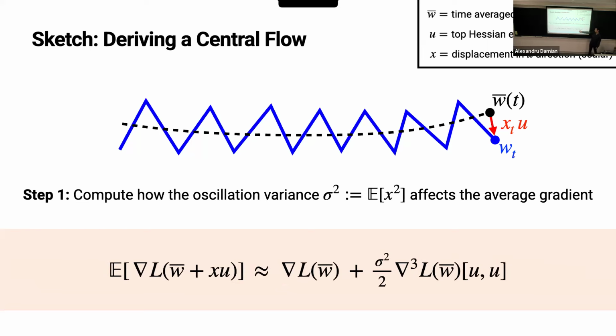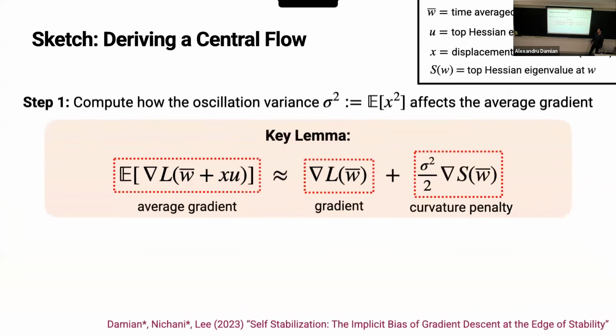And now this looks a little scary. It's like a third derivative of the loss, so this is a 3-tensor, and I'm applying it to the top eigenvector of the Hessian. But if you're familiar with this formula, this is just the formula for the derivative of an eigenvalue. So as long as the eigenvalue has multiplicity 1, it's differentiable. And this is exactly the formula for its derivative. So I can simplify this further. And the key lemma is that the average gradient is just going to be the overall gradient plus a curvature penalty, which penalizes the gradient of the top eigenvalue of the Hessian.